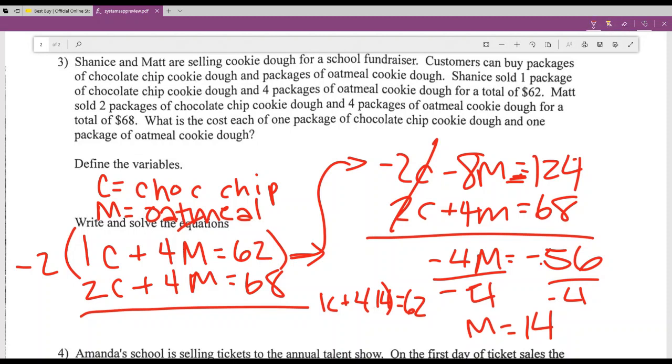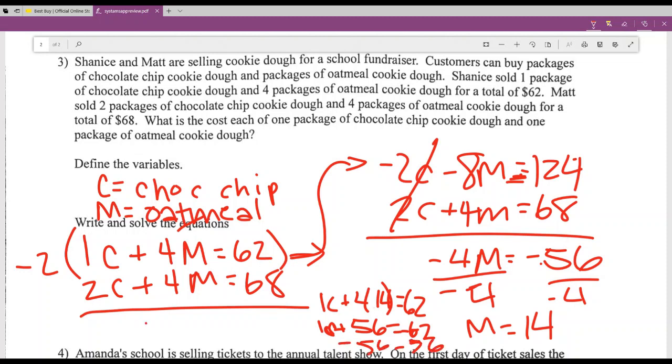Alright, so back to the issue at hand. So we got 1c plus that, 1c plus 56 equals 62. Is that right? Oh yeah, I'm just plugging it in. Subtract 56.